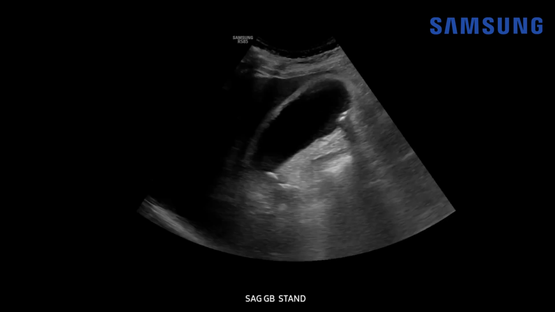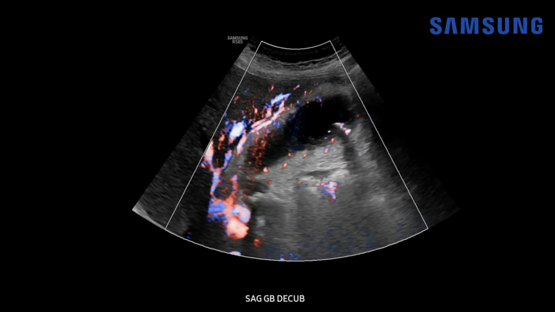And even when we have the patient stand, the stones remain in place, so truly impacted gallstones with a distended gallbladder and thickened wall. When we add color Doppler in this case, we see that there's some mild hyperemia in the wall, but we see also significant hyperemia in the adjacent liver, suggesting that there's some reactive inflammation.